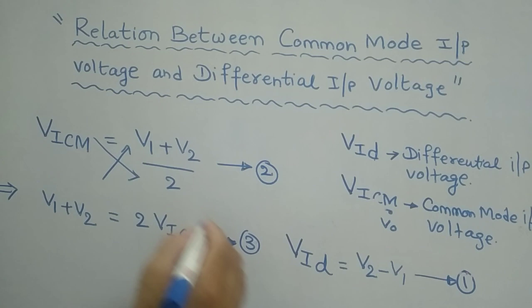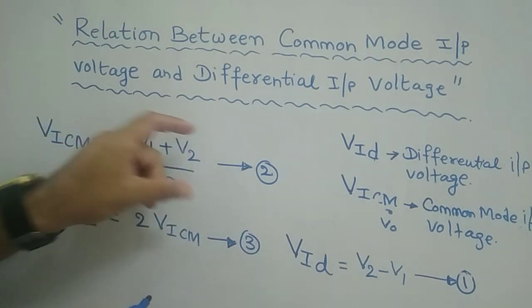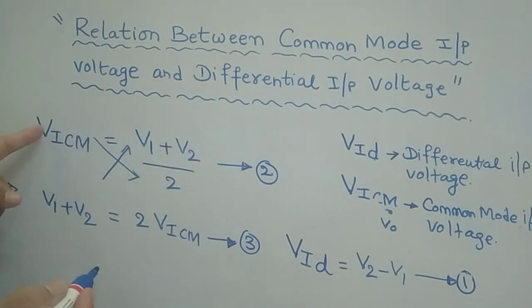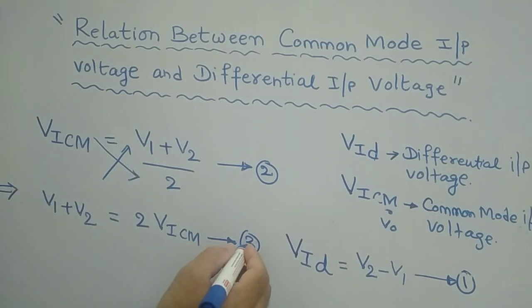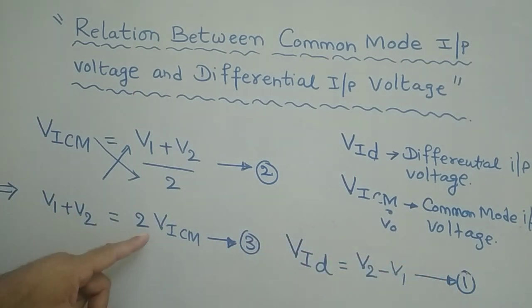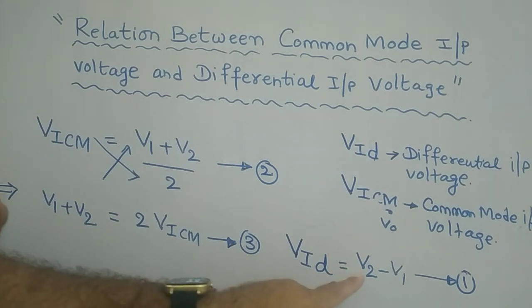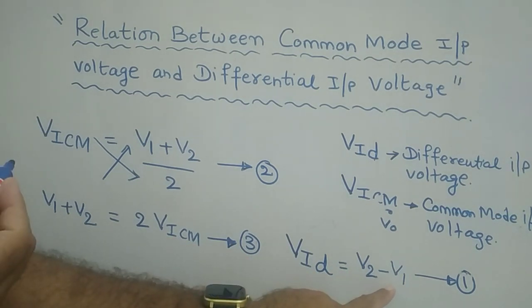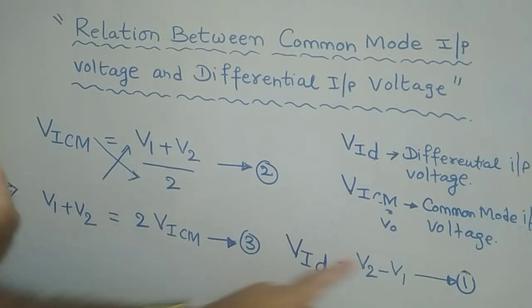From equation number 2, I can rearrange this equation like this, because 2 times VICM is equal to V1 plus V2. Now consider equation 3 and then equation 1. From equation 1 and equation 3: V1 plus V2 is equal to 2 times VICM, and V2 minus V1 is equal to VID.